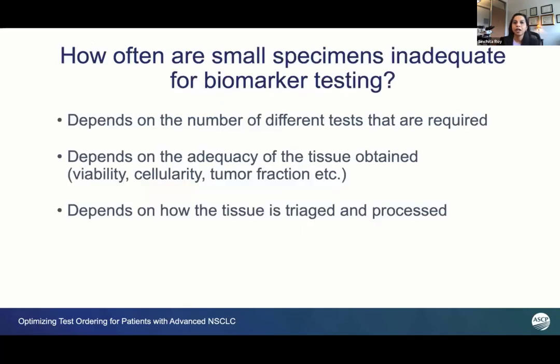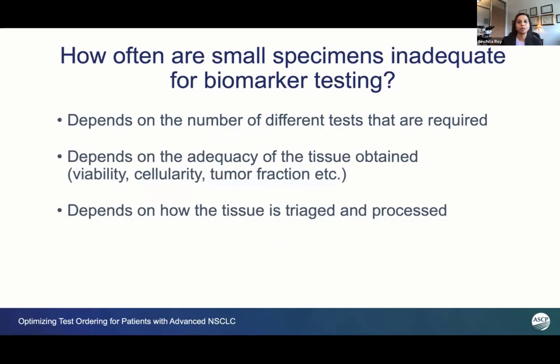So how often are small specimens inadequate for biomarker testing? You'll say that it depends on the number of tests that you need to do. If you're going to do one test, it's probably adequate most of the time. If you're going to do five different biomarkers by five different methods, it might not be adequate all the time for all of the biomarkers you're going to test.